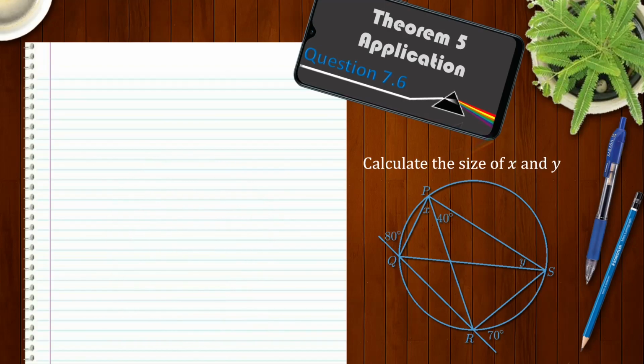And then question 7.6, calculate the size of x and y. Here we've got an exterior angle, angles that are subtended over here, and angles that are subtended from QP. So we've got a few things that we can take into consideration. But first, let's focus on x. We can see that this angle is the exterior angle, which is equal to the opposite interior angle. So this entire section here must be equal to that one over there. So x plus 40 is equal to 70 degrees, which is the exterior angle of cyclic quad. So x is then equal to 30 degrees.